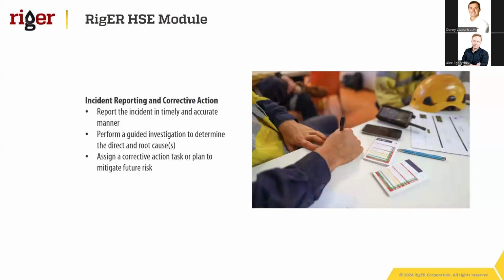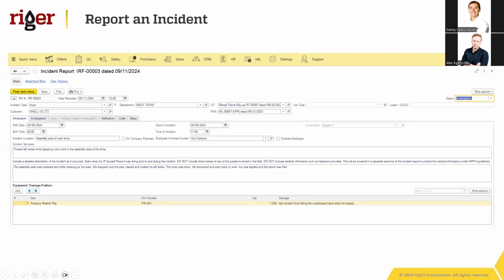I'll take you through a process of incident reporting and setting a corrective action plan. In the next few slides, we'll show you how to timely and accurately report those incidents, perform an investigation, and assign a corrective action. So once you've created the incident report, you're in the initialization stage, and this is where you're assigning the incident type at the top. Again, these are drop-down catalogs, and those catalogs are managed, created, and edited by the HSE administrator.